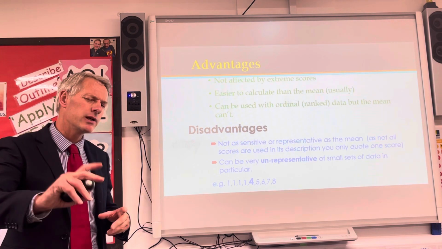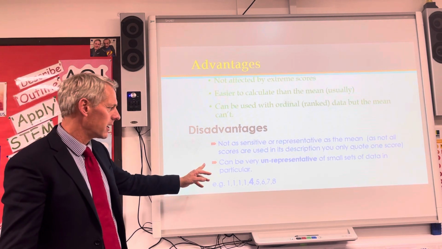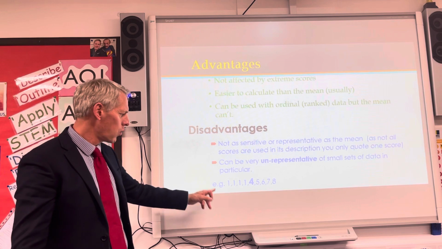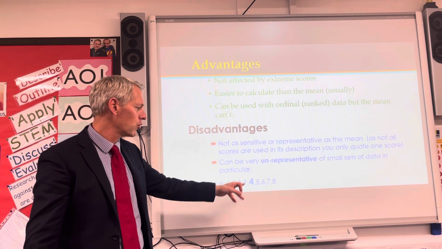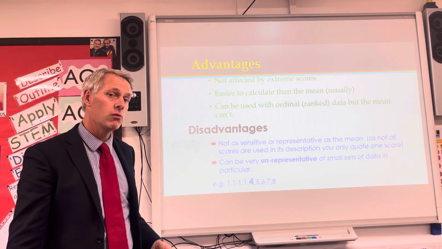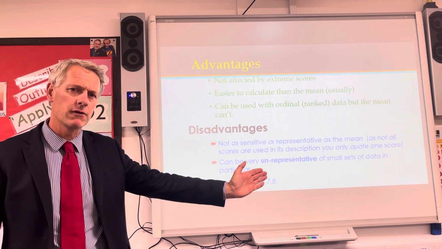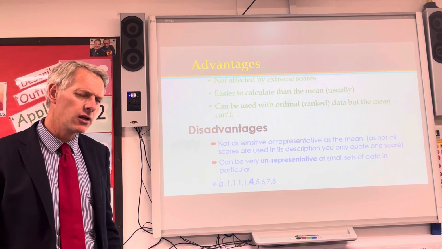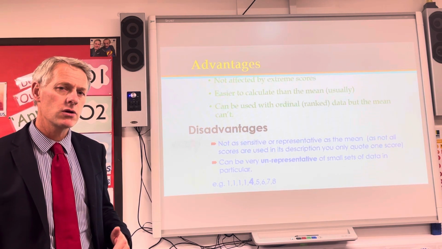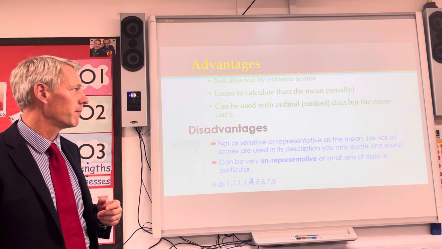And here, we talked about this unrepresentative bit before, but look at these numbers. 1, 1, 1, 1, 4, 5, 6, 7, 8. Our median here would be the number 4. To the naked eye, because it's the middle of those ranked numbers, does it look the most representative to you? Would a mean value have been better? Good question to think about.